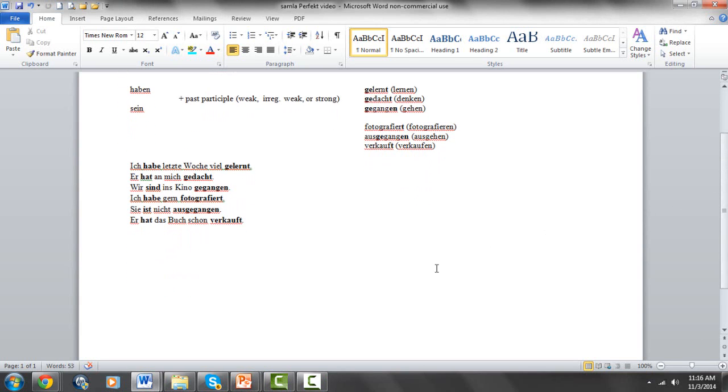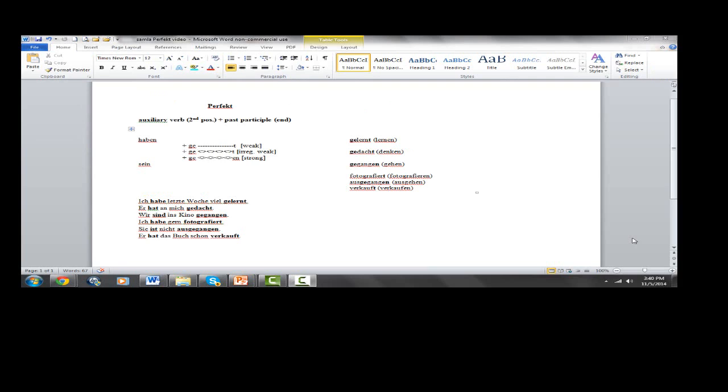Here are a few examples of verbs in context. Ich habe letzte Woche viel gelernt. Er hat an mich gedacht. Wir sind ins Kino gegangen. Ich habe gern fotografiert. Sie ist nicht ausgegangen. Er hat das Buch schon verkauft. And you see in each of these sentences, the auxiliary verb is in second position and the past participle is at the end of the sentence.